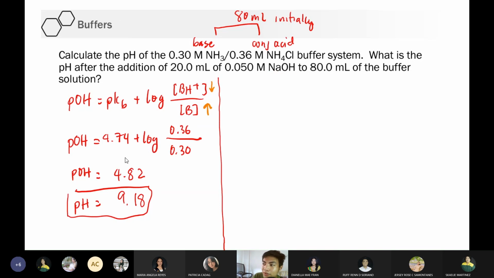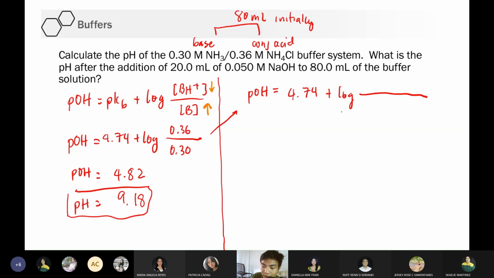Okay. So, ayan. So, baguhin natin tong problem na to, no? Kasi may binago sa ating system. Ang sabi dito, yung 80 ml nating buffer, dinagdagan siya ng 20 ml na sodium hydroxide. So, ibig sabihin, na-dilute na yung original concentration natin. Ipakita natin na diluted sila. So, kopyahin lang natin to.